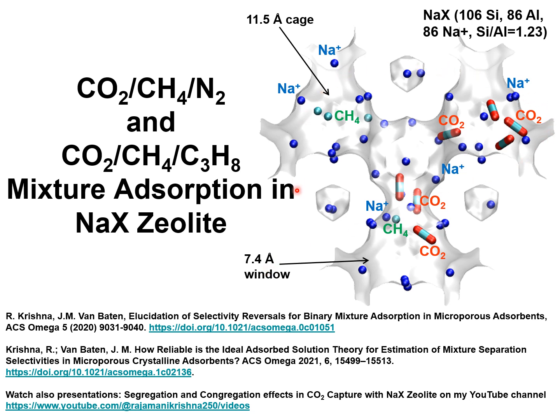From the computational snapshot shown here for mixtures of carbon dioxide and methane, it is visually evident that CO2 tends to locate preferentially near the extra framework cations, and this results in an inhomogeneous distribution of guest adsorbates within the pore landscape. I refer you also to my earlier video presentation on segregation and congregation effects in CO2 capture with NaX zeolite.